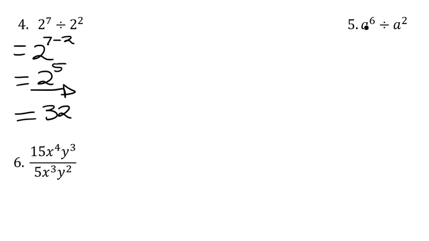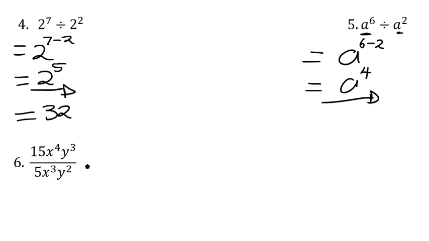So moving on to number 5. We are having the same base here again. The base is what? It's a. So we take a and then we subtract the exponents. So we will have 6 minus 2. And this will give us a to the power of 4. And that's our answer there. All right, moving on to the next one.